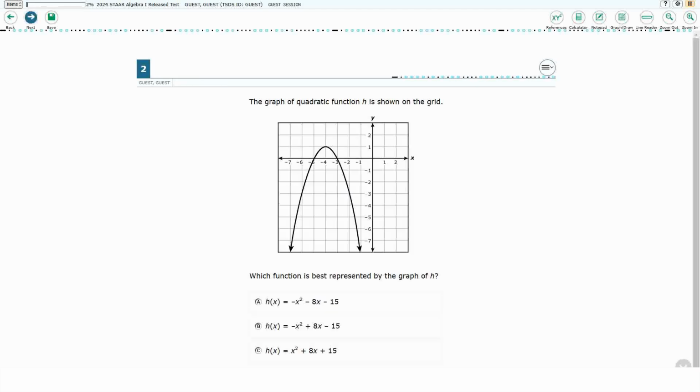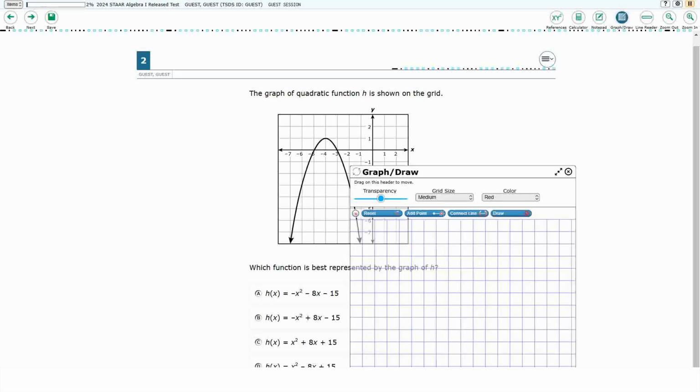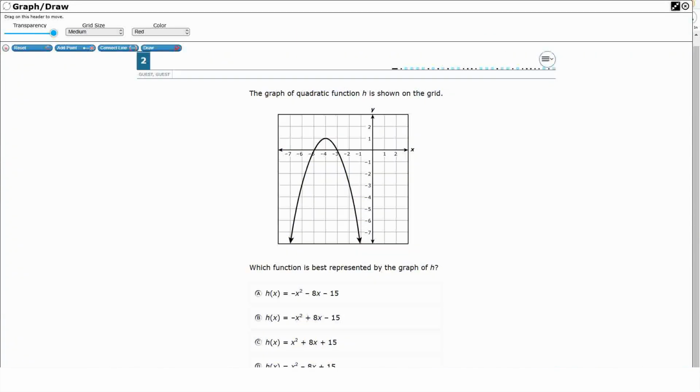For number 2, we are looking at solutions, graphs, and quadratic functions. This is standard 8.6c. And we got a little bit of work to do on this one. So we have a graph, and we need to find the function that is best represented by the graph. Now, once again, we have a calculator. We can open up the TI-84, we can open up Desmos, and we can graph each of these, and we can find which one matches it.